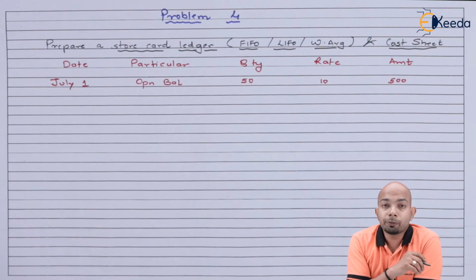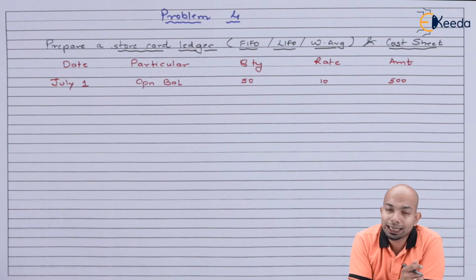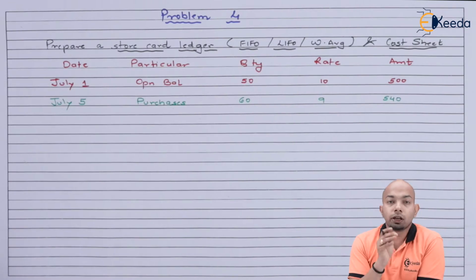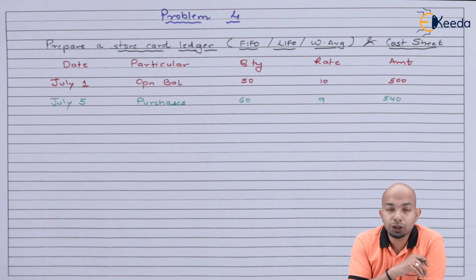The first item is the 1st of July opening balance, for 50 units at the rate of 10 per unit, and the amount is 500 rupees. Similarly, we'll go on to the next item, which refers to July 5, where there is a purchase of stock. The purchase is for 60 units at the rate of 9 per unit, which gives you a total of 540 rupees.